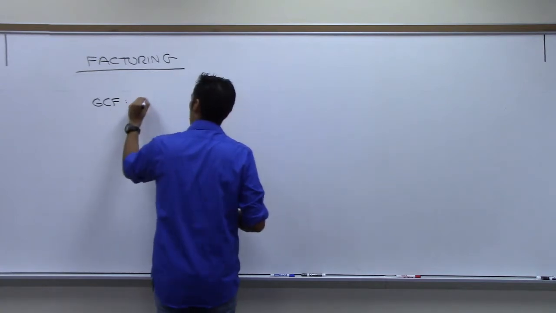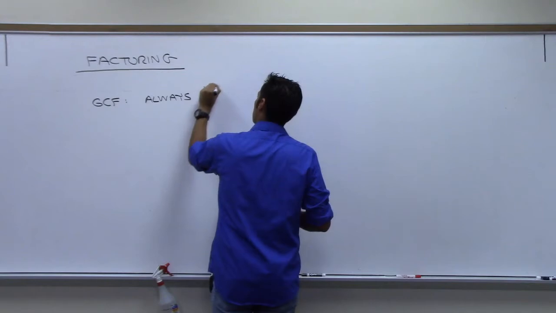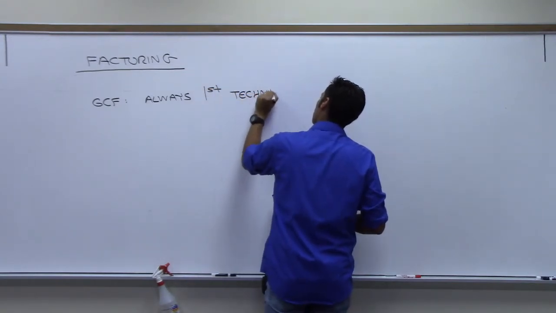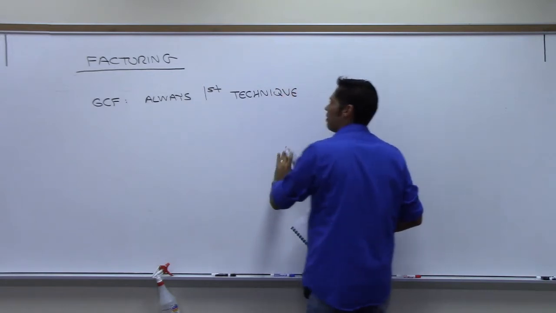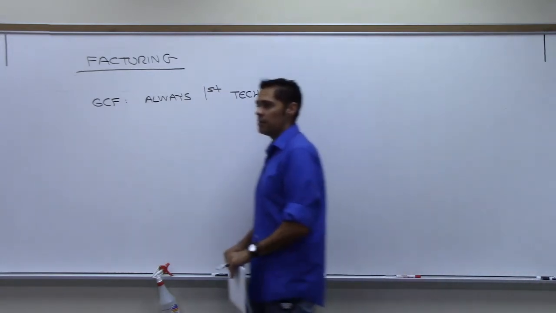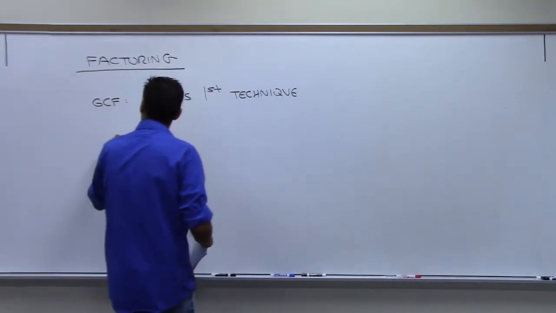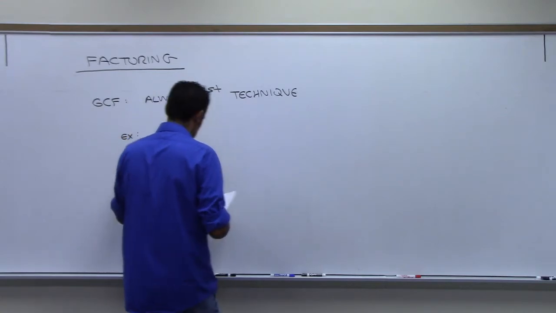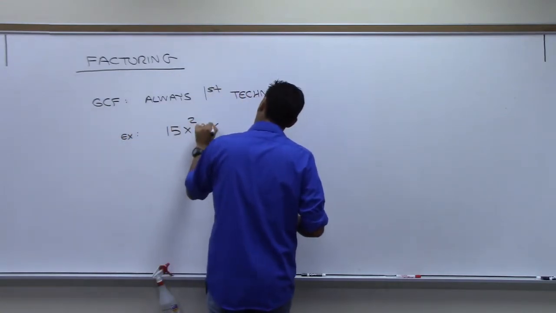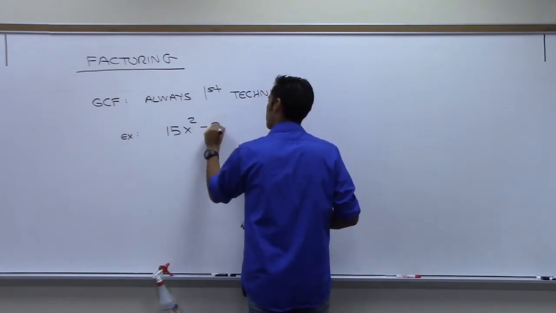Greatest common factor. This is always the first technique we use when we try to factor. There are going to turn out to be several techniques. This is the first one. So for an example, I want us to factor this: 15x squared minus x to the fifth, minus 21x to the fifth.